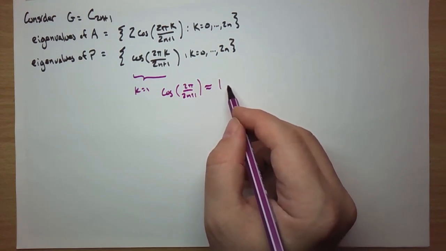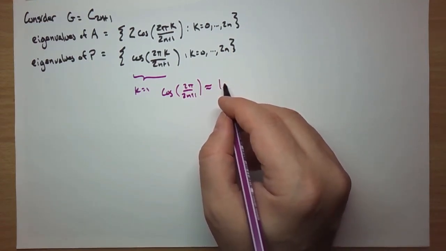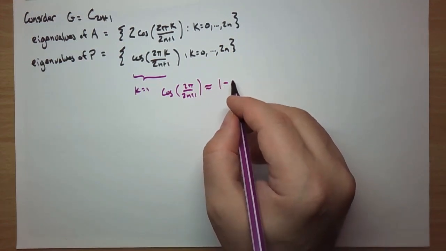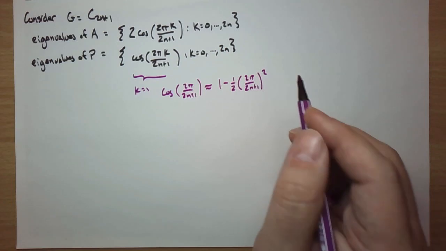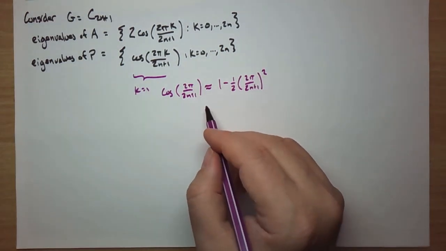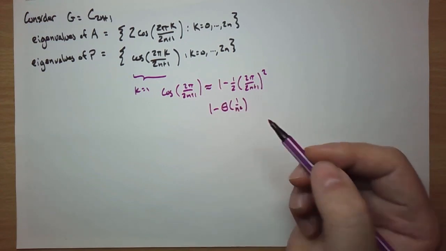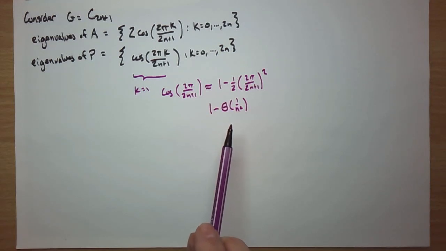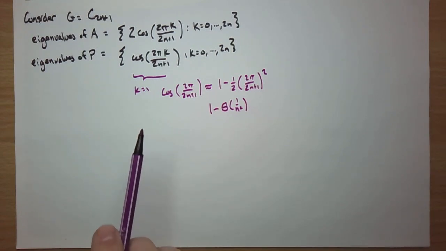Derivative of cosine of 0 is 0. Second derivative of cosine is negative cosine. So anyways, if you do a Taylor series, it's 1 minus x squared over 2 factorial. So it's roughly 1 minus a half times 2 pi over 2n plus 1 squared. And if you look at it, that's 1 minus, we'll say, order 1 over n squared. Which means it's really close to 1. And so that's bad. It means it takes a long time to mix.